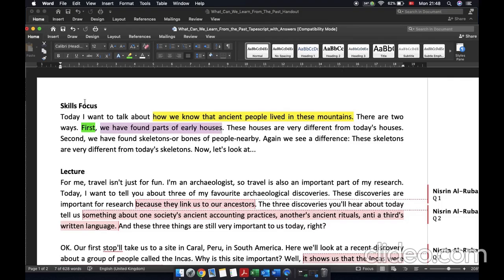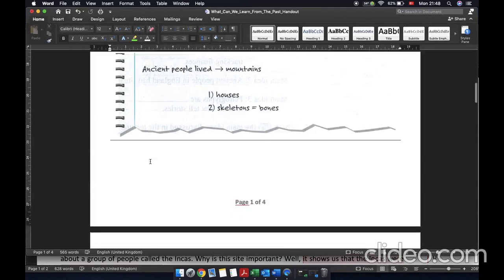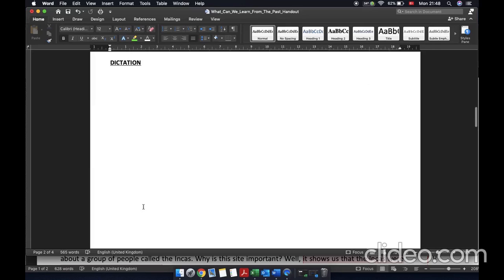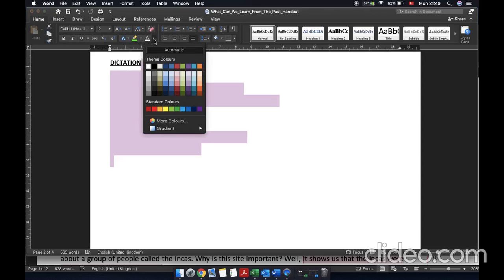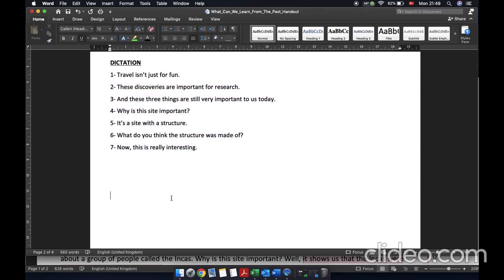After first, we would expect a main idea. Second, there is another number phrase. We have found skeletons or bones of people nearby, and this is the second main idea. Okay. After this section, you were supposed to do the dictation, and let me show the sentences here. Okay, please check these sentences with yours.